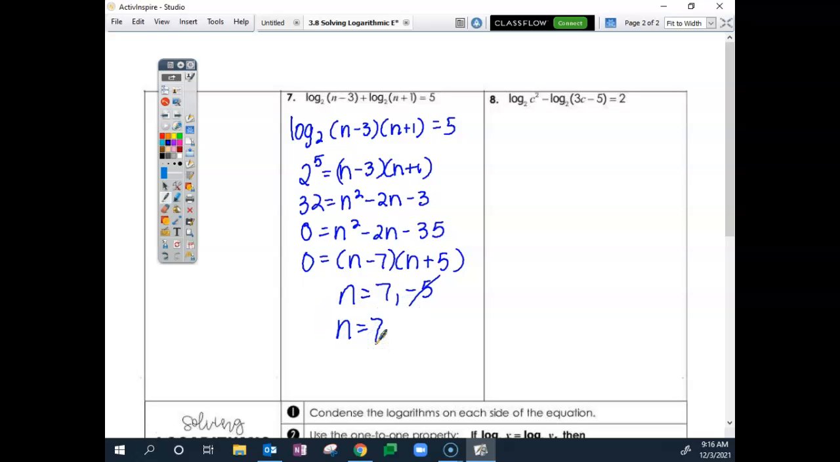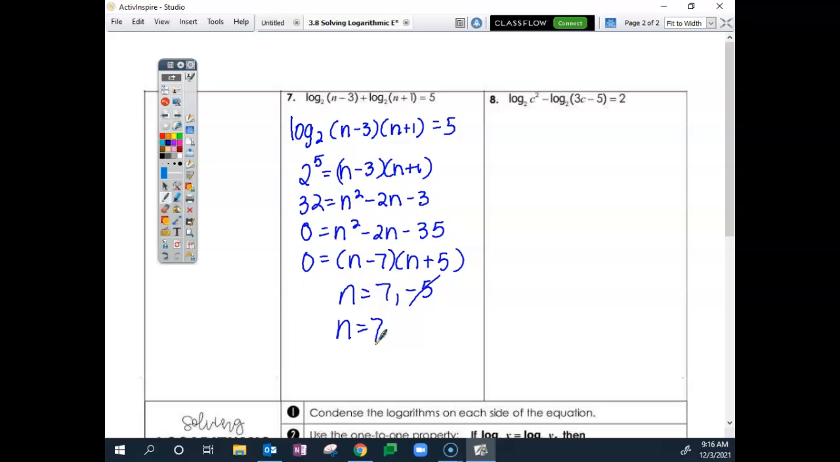So is every negative answer rejected, or no? You have to check. Sometimes the negative is going to be okay, right? Like if this is 5, right? And this is negative 2, then it would be okay. All right? Okay, next one.